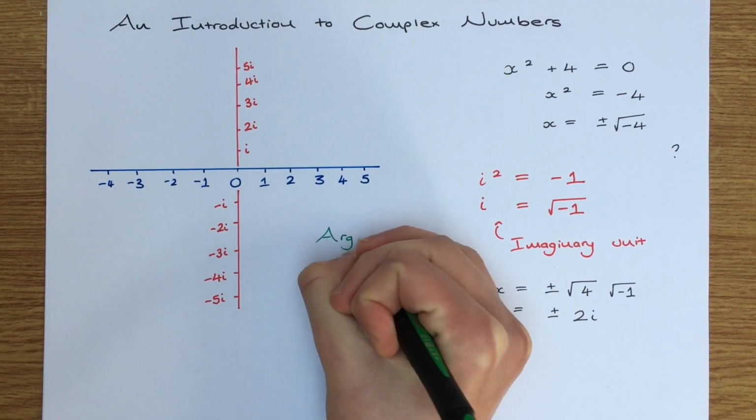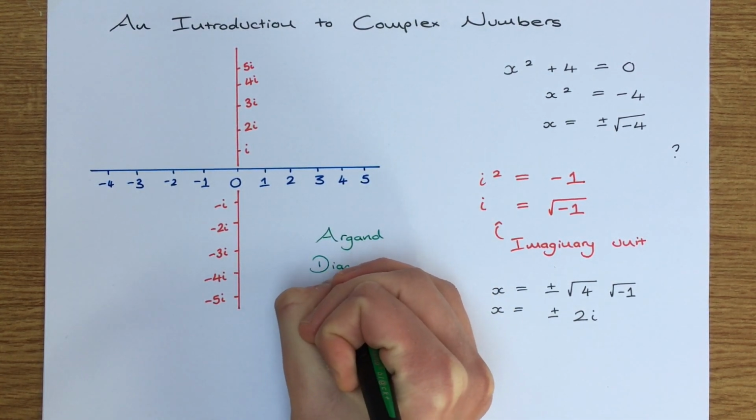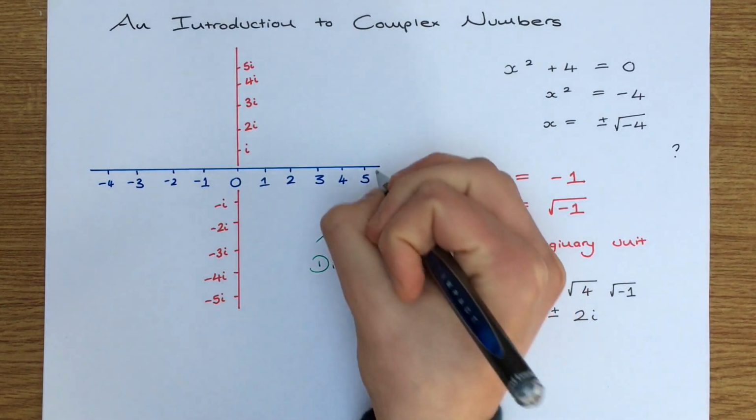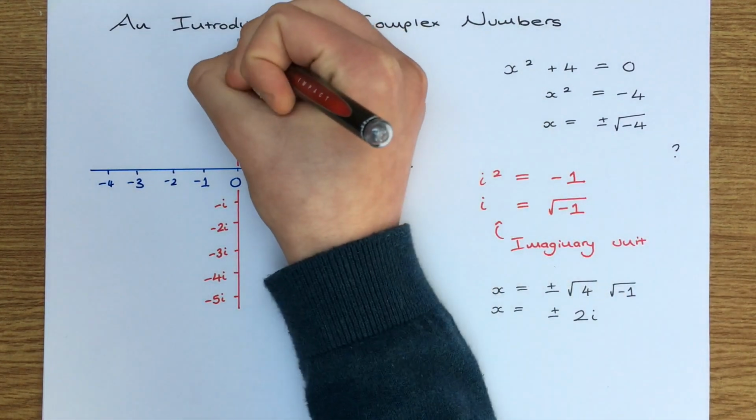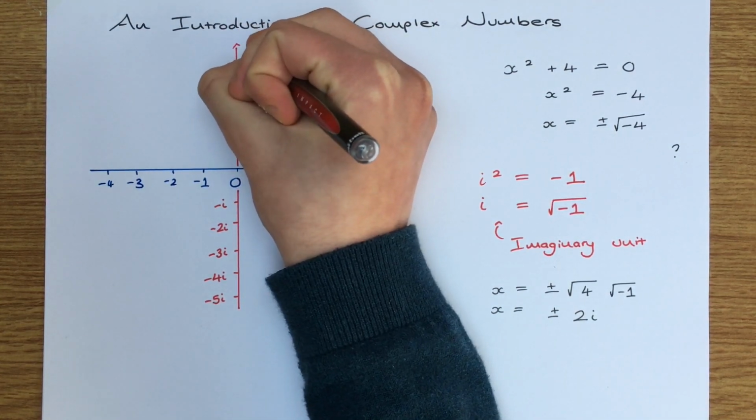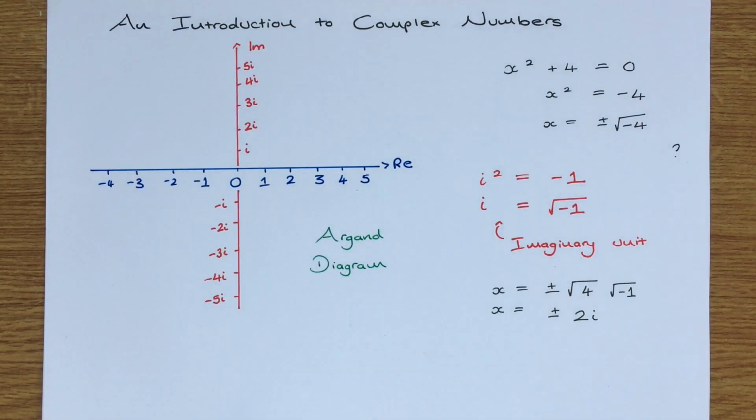Going back to our graph from before, this is actually called the Argand diagram. On the horizontal axis are all of the real numbers, and on the vertical axis are all of the imaginary numbers. Using the Argand diagram, we can plot any complex number, and in future videos you'll see how useful this diagram is when solving certain geometry problems.